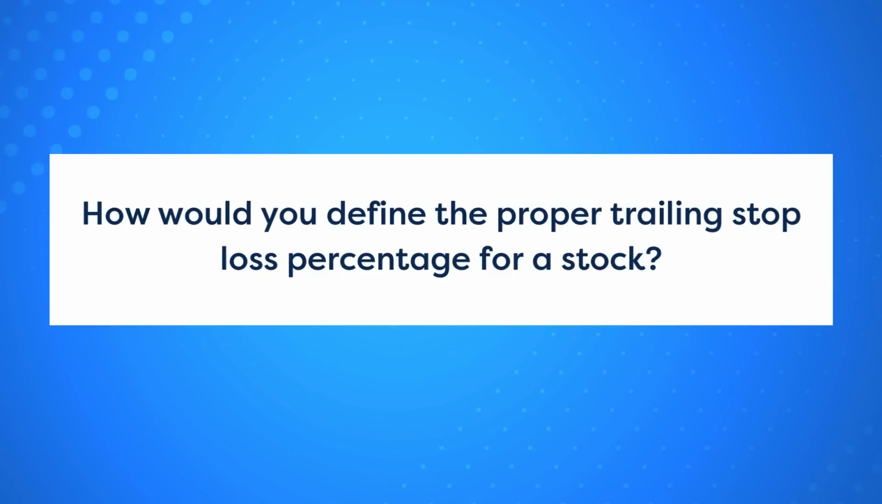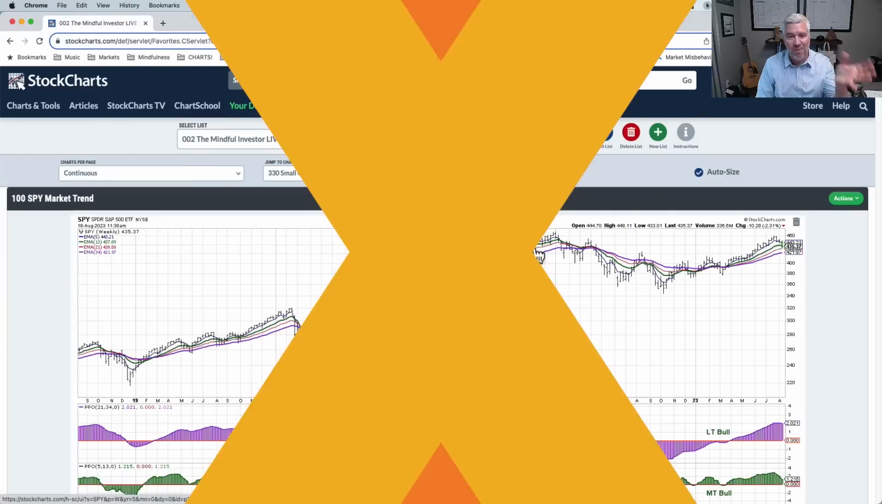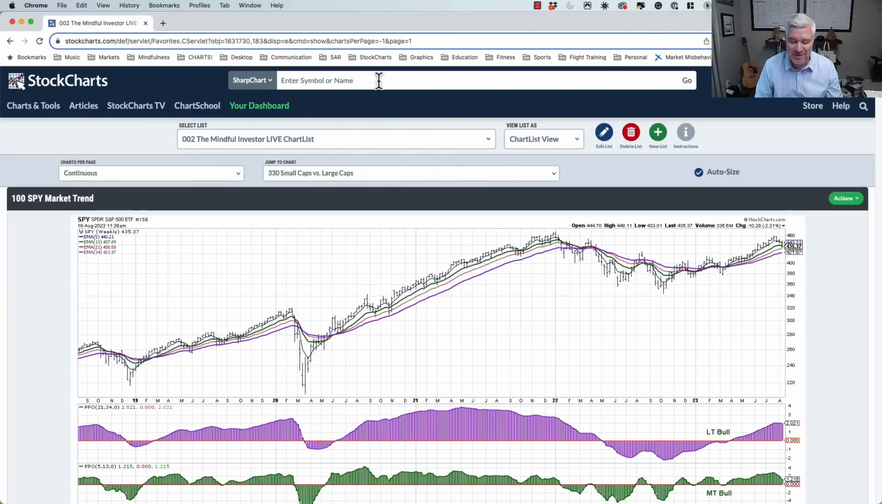How would you define the proper trailing stop loss percentage for a stop? Really good. Some of the questions this week are just really interesting. It's more general money management questions as opposed to particular technical analysis. But we got a mix of everything, so I'll take it.